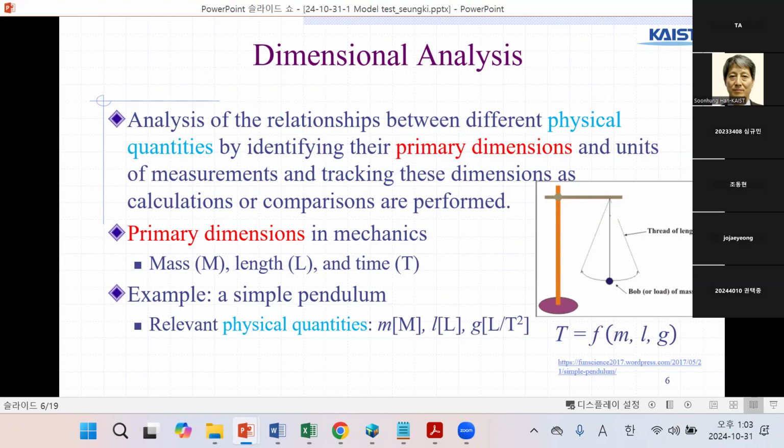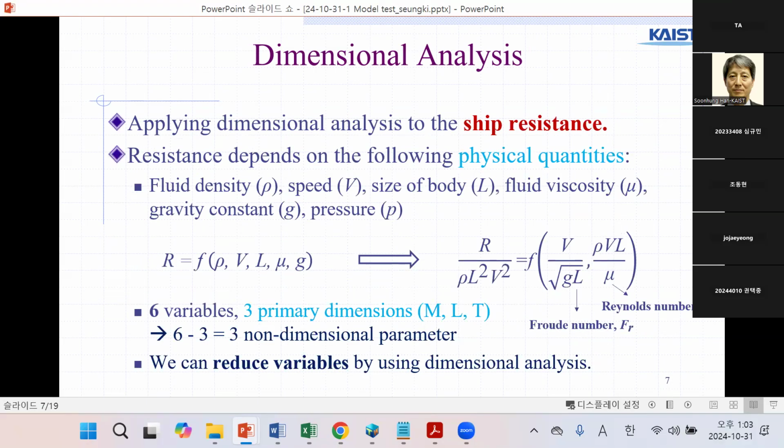We express a variable. For example, in a simple pendulum case, the relevant physical quantities of the tension of the string are mass and length and gravity constant. And the gravity constant is a combination of length and time. Okay, for applying dimensional analysis to the ship resistance, it depends on the following physical quantities: the fluid density, speed, size of body, viscosity, gravity constant, and the pressure. But in general, we don't consider the pressure as a variable.